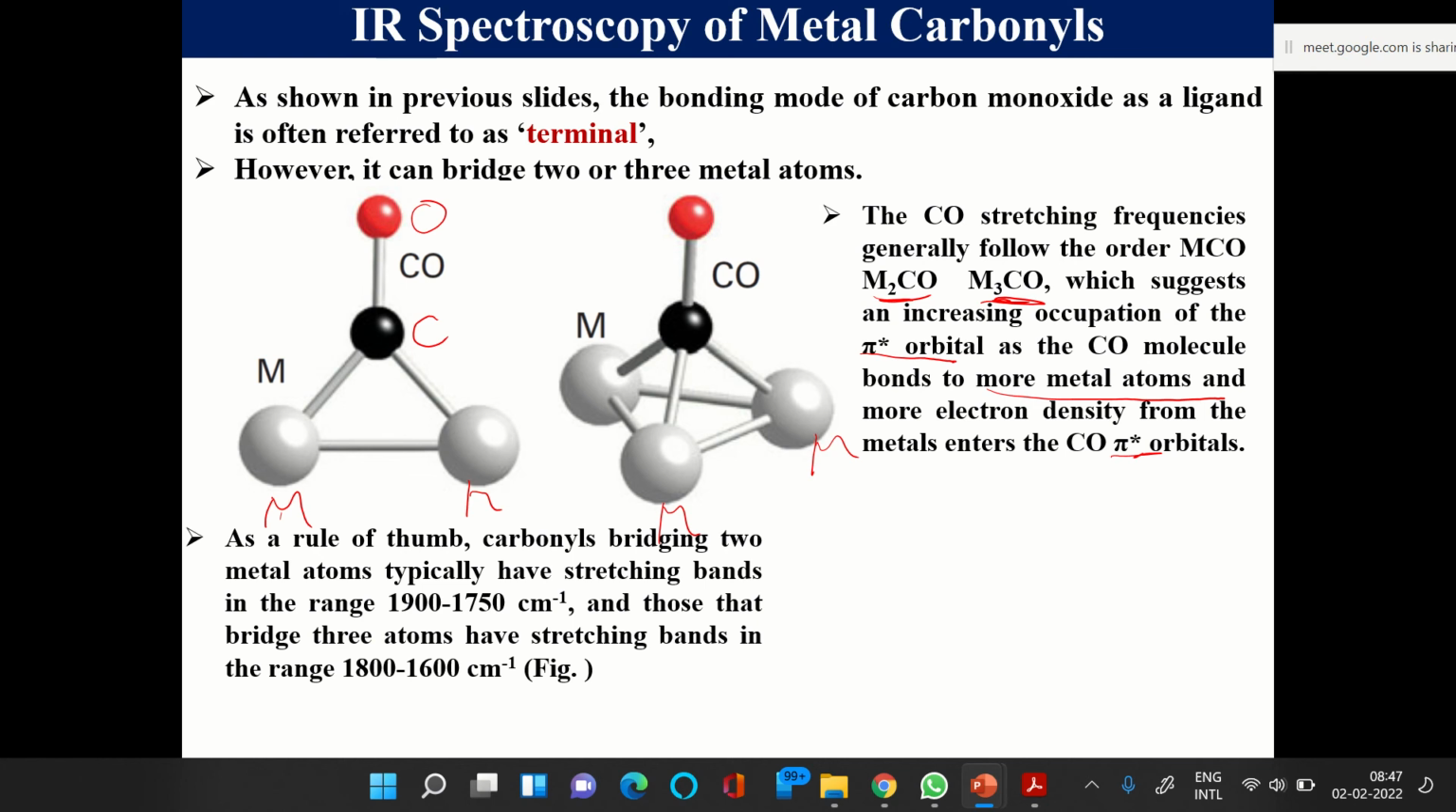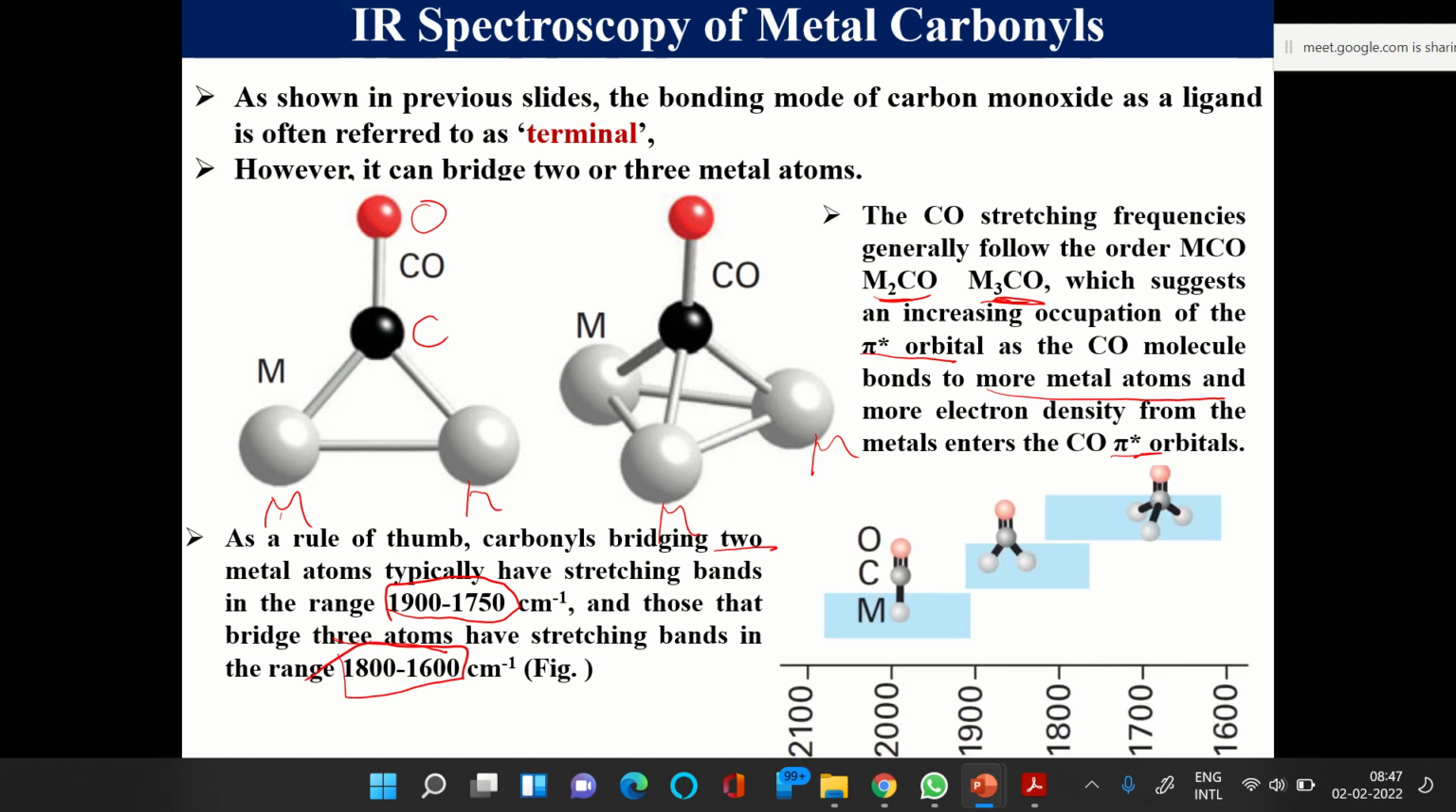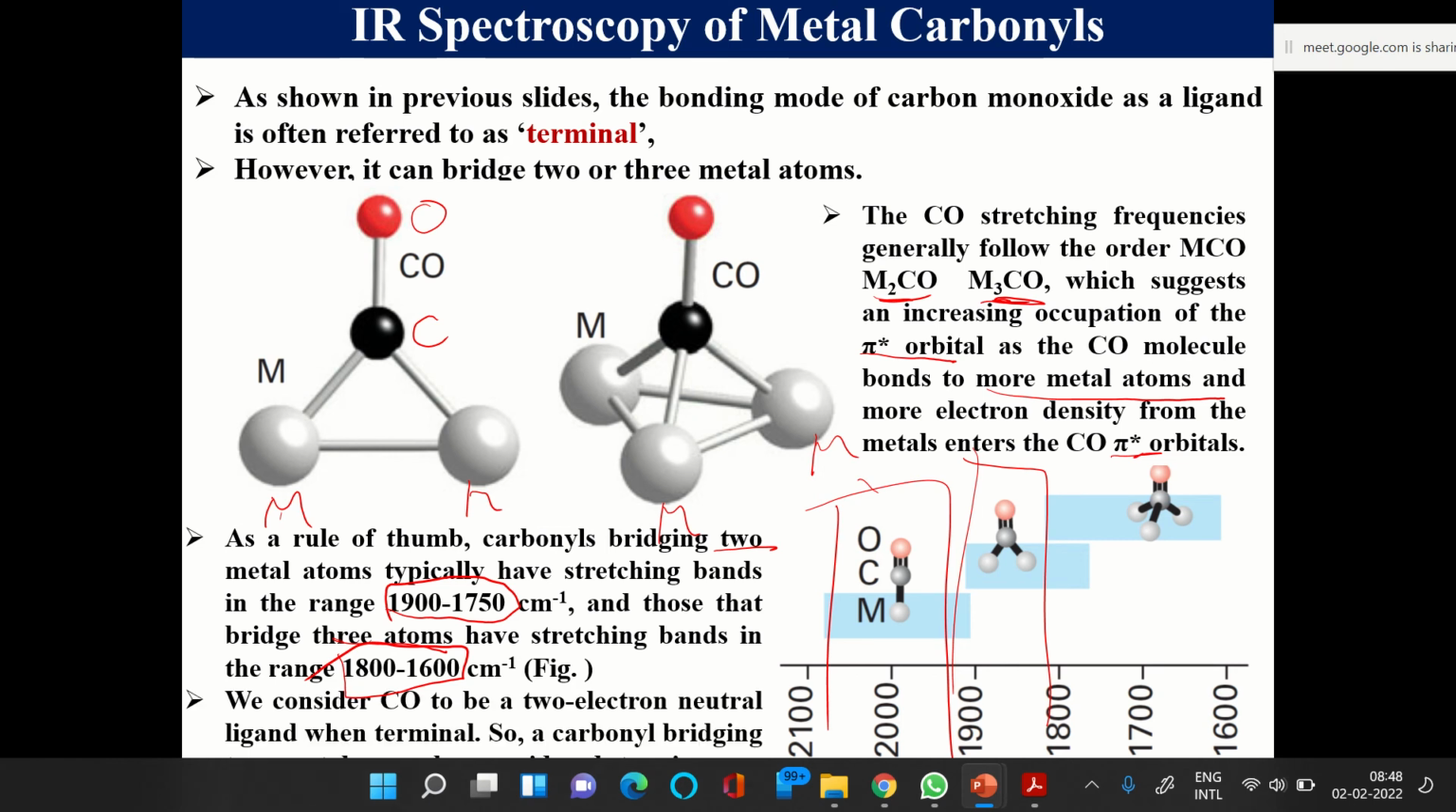So typically, when there are two metal atoms bridging, it is in between 1715 to 1900, and when we have three atoms bridging, it is 1600 to 1800, like this. So this is the range and the scheme of the things that you have to learn. So MCO, M2CO, and M3CO, gradual weakening of the frequencies.